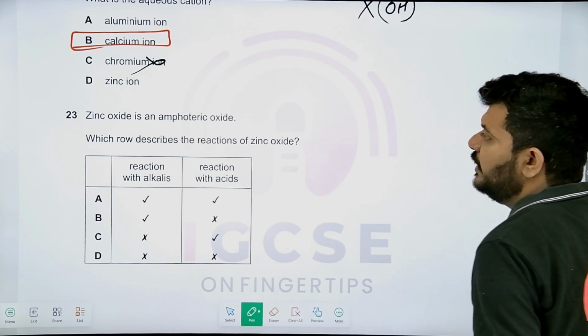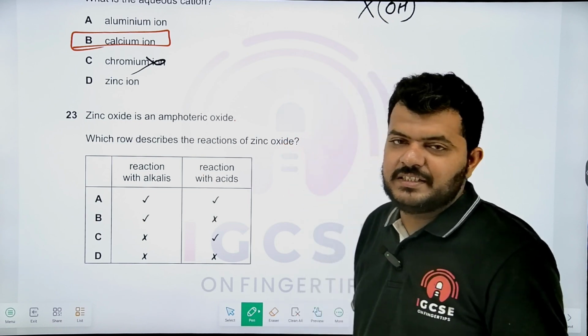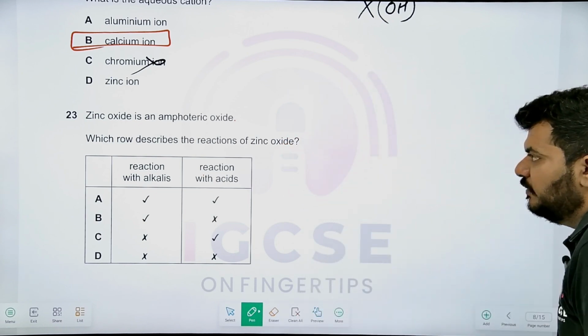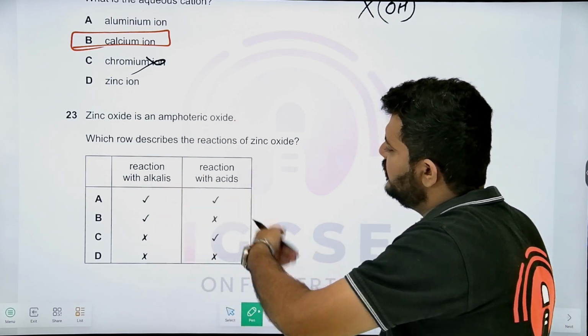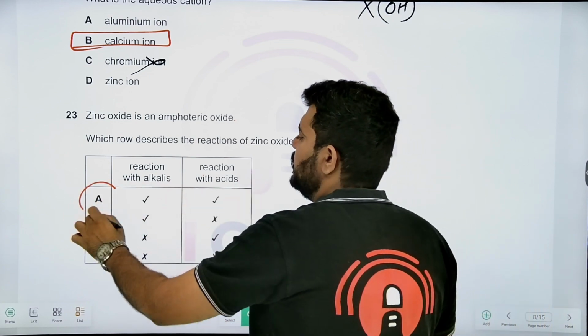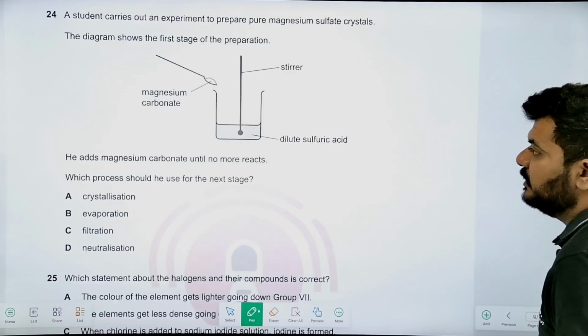Zinc oxide is amphoteric, meaning it reacts with acids as well as bases. Which row describes the reaction of zinc oxide? Reaction with alkalis? Yes. Reaction with acids? Yes. So base and acid both. Option A itself is the correct answer, right?